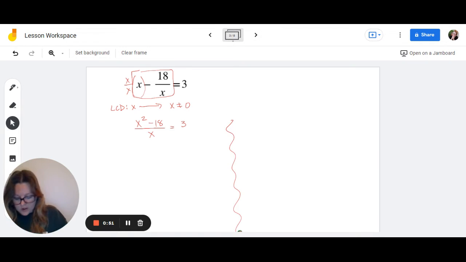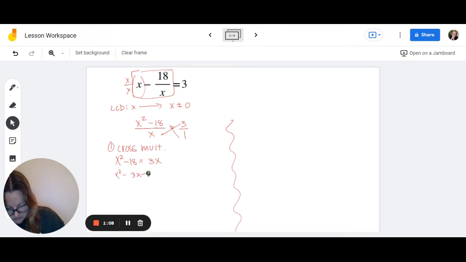Option number 1 is you can just go ahead and cross multiply. So this is the cross multiply method. This is really 3 over 1. I'm going to cross multiply here. I have x squared minus 18 is equal to 3x. Move everything to one side. X squared minus 3x minus 18 is equal to 0. And then we can solve that way.